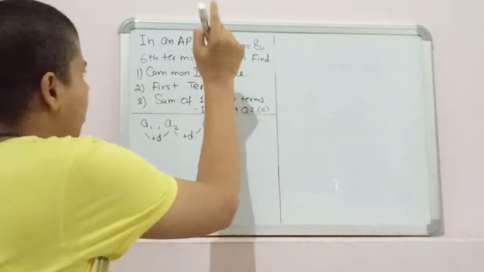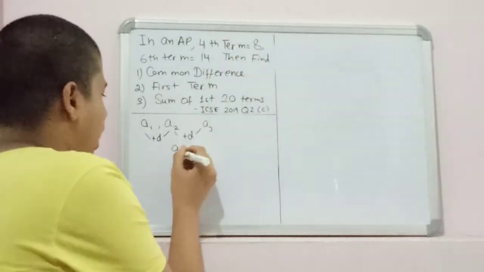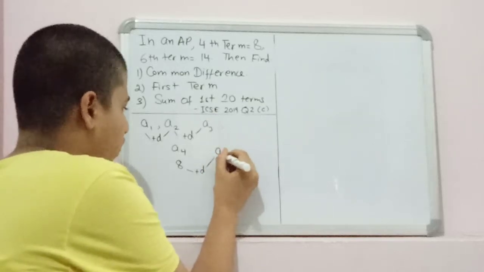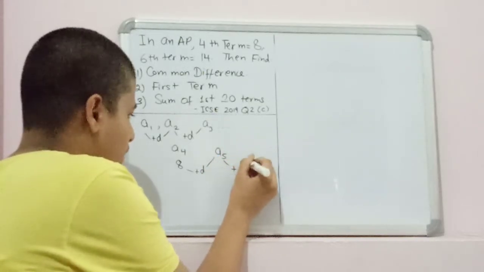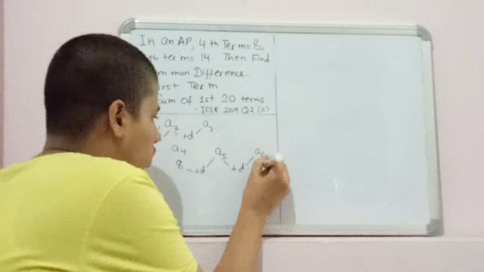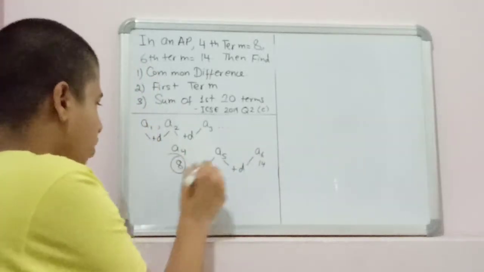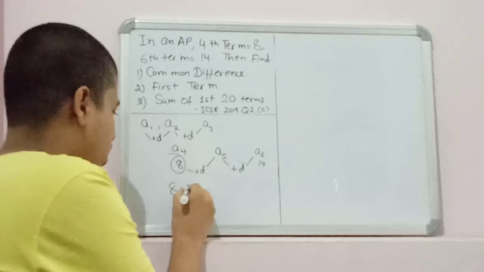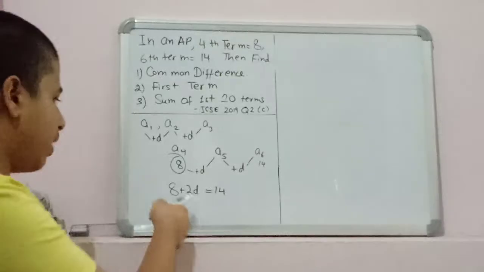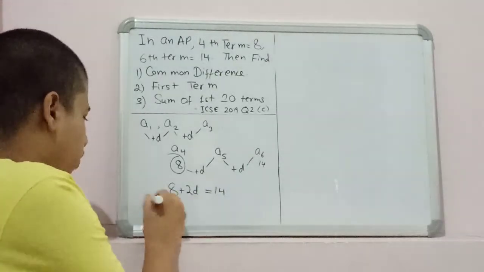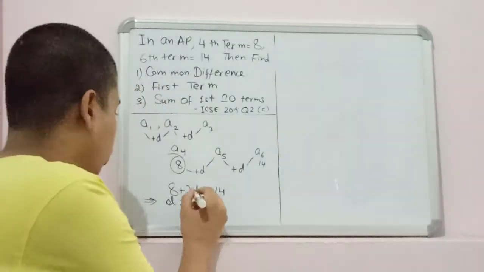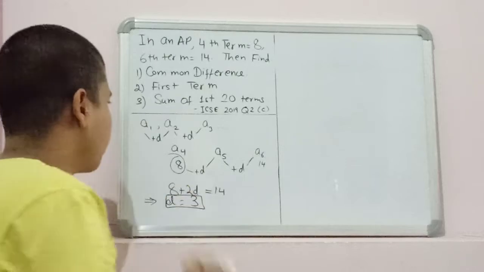So if you are at the fourth term, and that is 8, you add some difference D, you get to A5, and you add that same difference D again, so twice D, you get to A6, which I know is 14, which means that 8 plus 2D is equal to 14. Very nice. We can now figure out the common difference by solving this linear equation, which means that D is equal to 14 minus 8, that's 6, divided by 2, that's 3. So the common difference is 3.